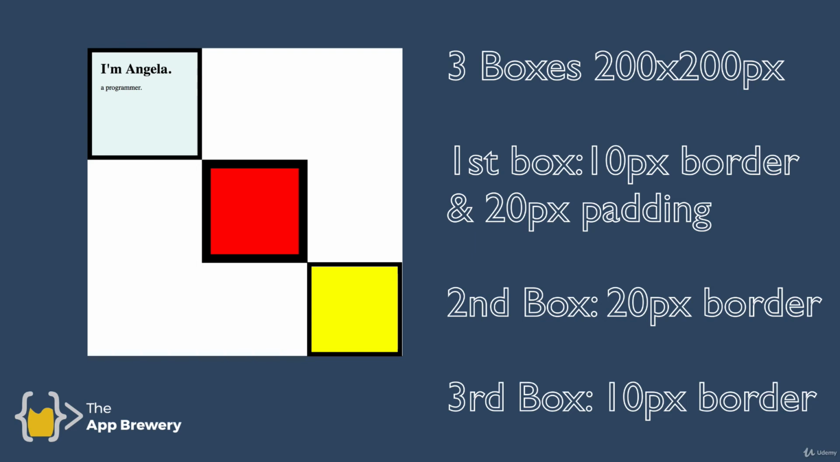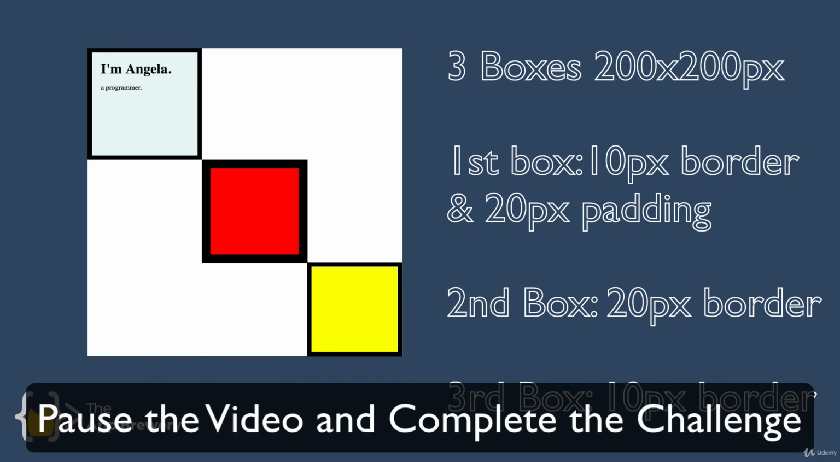And this second one is going to have a 20 pixel border. And the third one is going to have a 10 pixel border. And you can change the color to match this scheme as well. But the main thing is that the corners must touch each other. And I want you to use a combination of margins, padding, border, whatever it may be in order to achieve this design. So pause the video now and give it a go.